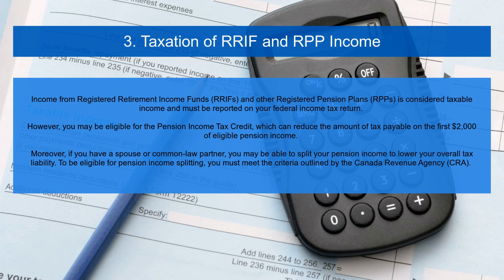Income from registered retirement income funds, RRIFs, and other registered pension plans, RPPs, is considered taxable income and must be reported on your federal income tax return. However, you may be eligible for the pension income tax credit, which can reduce the amount of tax payable on the first $2,000 of eligible pension income.